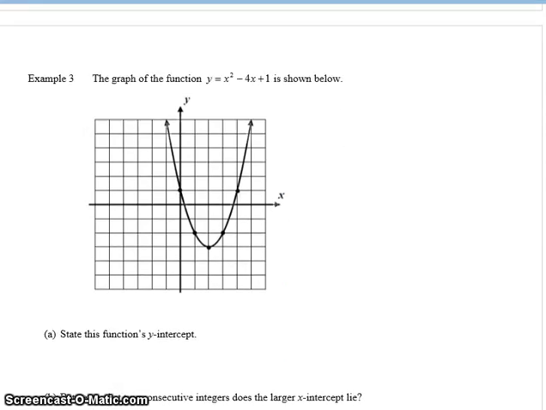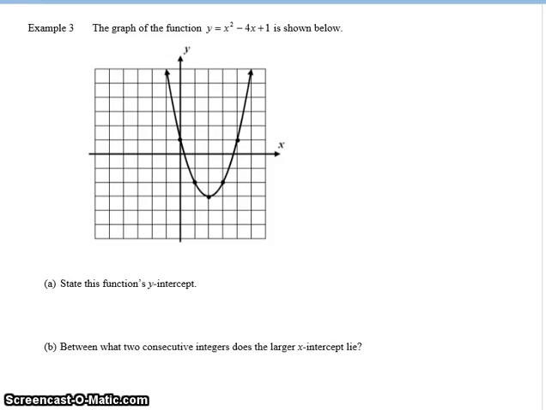All right, example 3. The graph of the function y equals x squared minus 4x plus 1 is shown below. State the function's y-intercept. Now remember, the y-intercept is where it crosses over the y-axis. So let me highlight that for you. So this is going to be my y-intercept. So my y-intercept is at the point 0, 1.